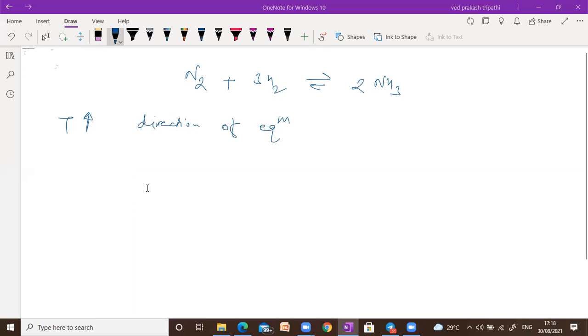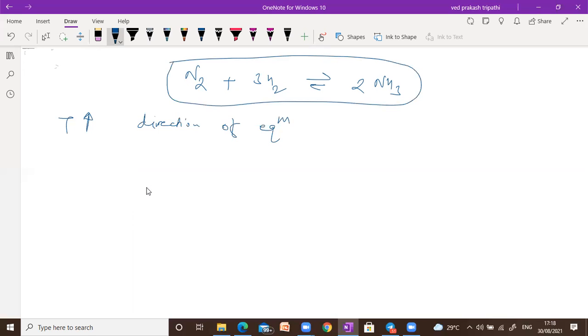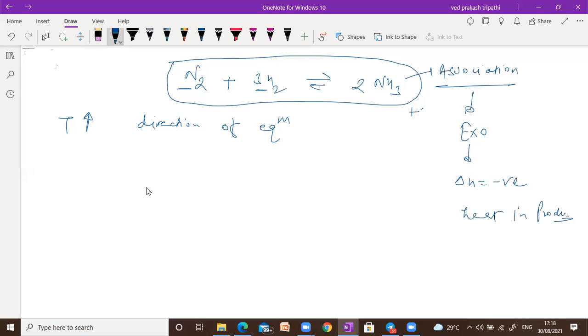First of all, you have to identify the nature of this reaction, exo or endo. As you can see, this is an association reaction because N2 combines with H2 to give ammonia. Association means exothermic, and exo means delta H is negative, and you can write the heat on the product side. So when you write heat on the product side, the product has higher heat and the reactant has lower heat. So on increasing temperature, the equilibrium will shift in the backward direction.